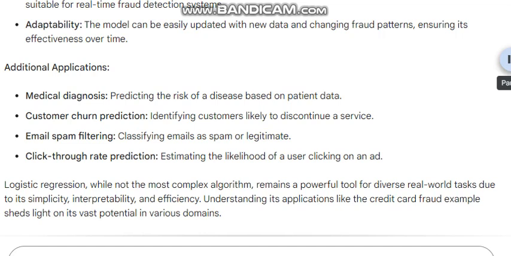Logistic regression, while not the most complex algorithm, remains a powerful tool for diverse real-world tasks due to its simplicity, interpretability, and efficiency. Understanding its applications like the credit card fraud example sheds light on its vast potential in various domains.